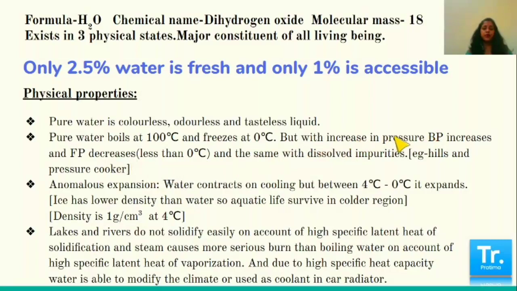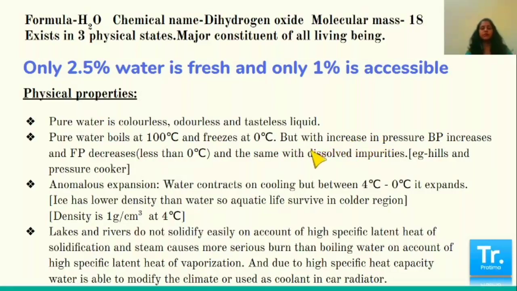Means this temperature will be more than 100 degrees Celsius and this temperature will be less than 0 degrees Celsius. And the same happens, means boiling point increases and freezing point decreases, with dissolved impurities. I will explain with increase in pressure.